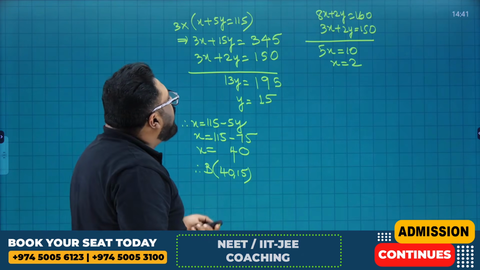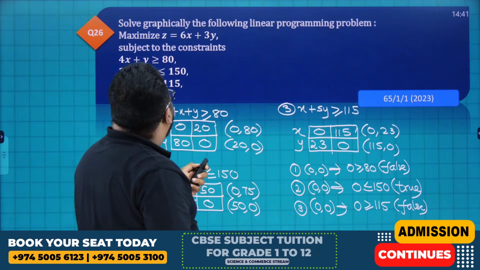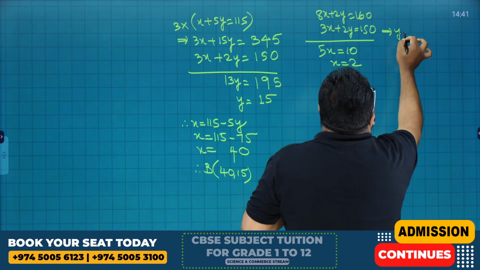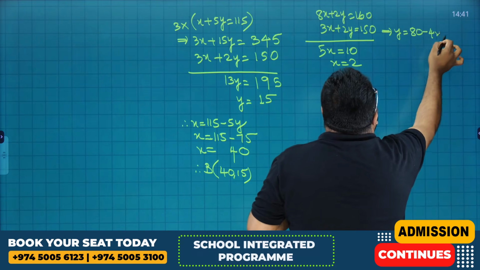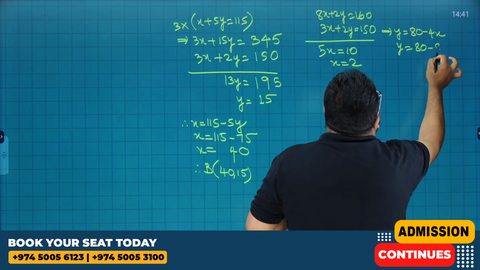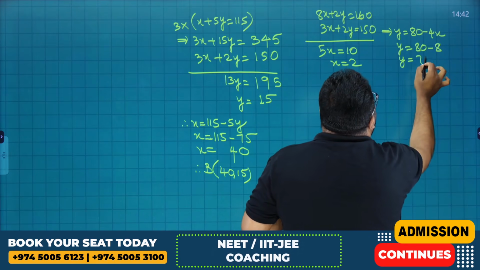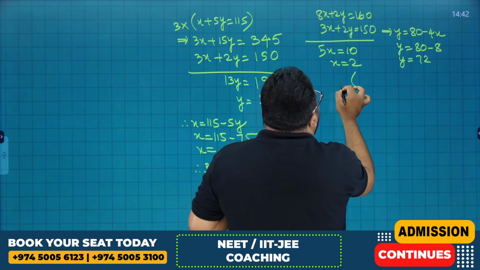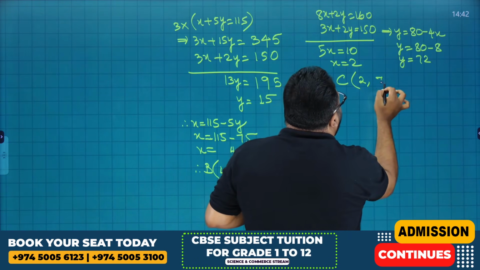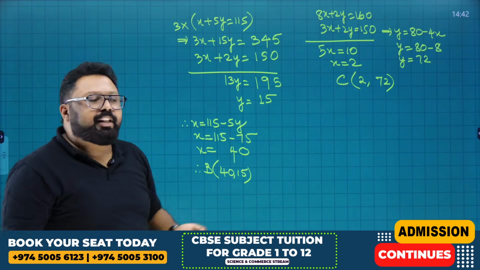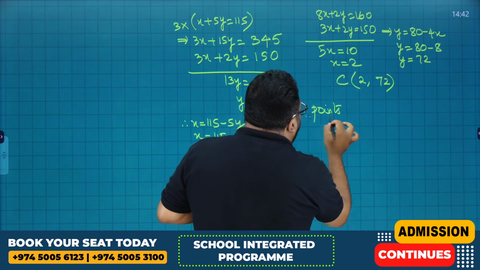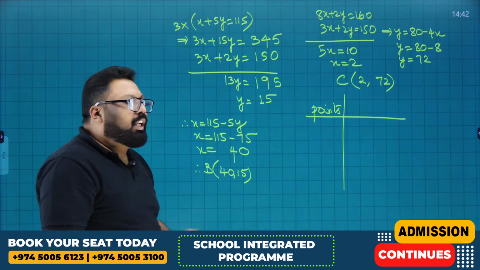So again, one more equation we need to get the value of y. Y is equal to 80 minus 4x. So y is equal to 80 minus 8. Y is equal to 72. So I got the next point C as 2 comma 72. So I got all the three corner points, my dears. You can see the calculation is quite difficult in this question, though it's for 3 marks.